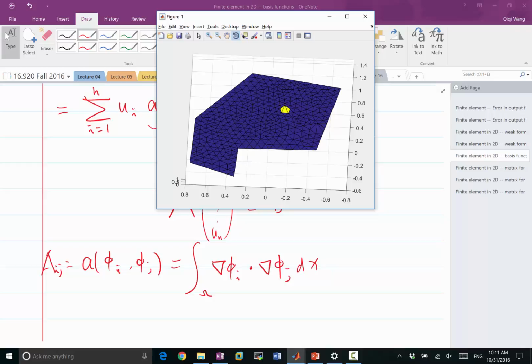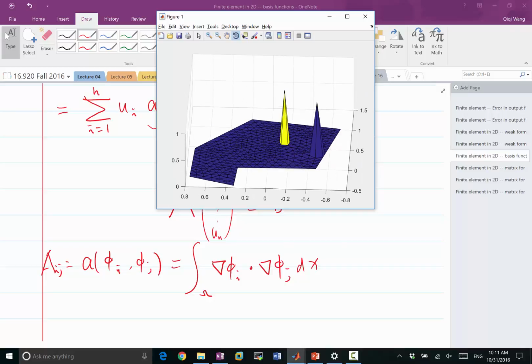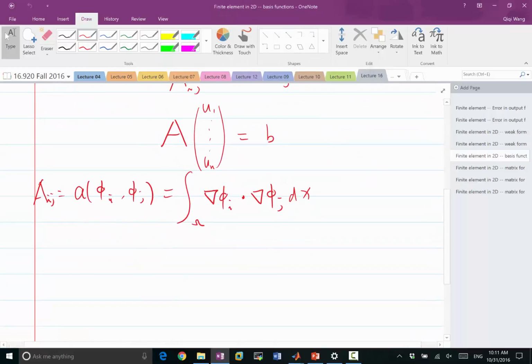Okay, so now it's a little bit more complex than the one-dimensional case. In the one-dimensional case, a basis function is only non-zero in 2 elements, right, left and right. In this case, each basis function is going to be non-zero in a small number of elements, but that small number is no longer going to be a constant. It depends: the yellow one has 5, the blue one has 6.